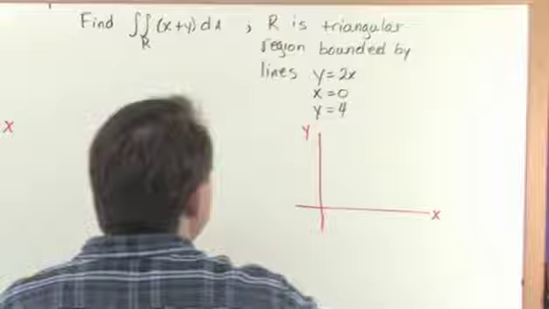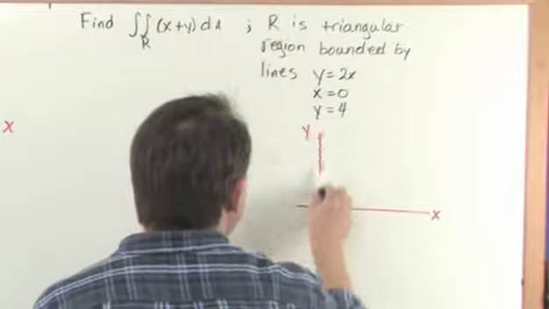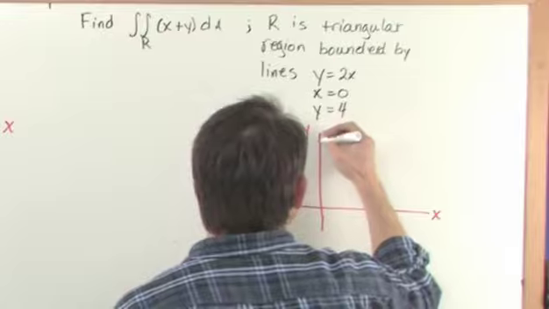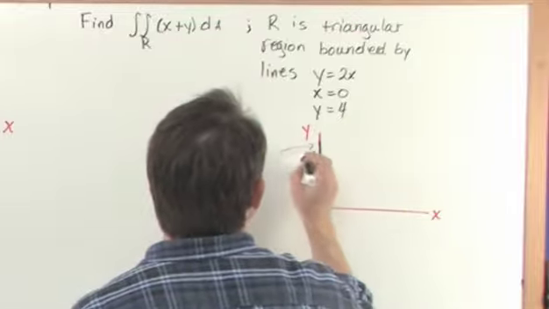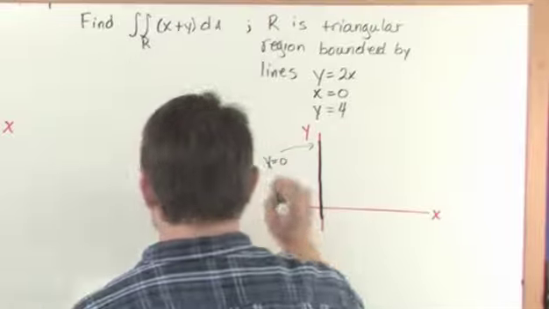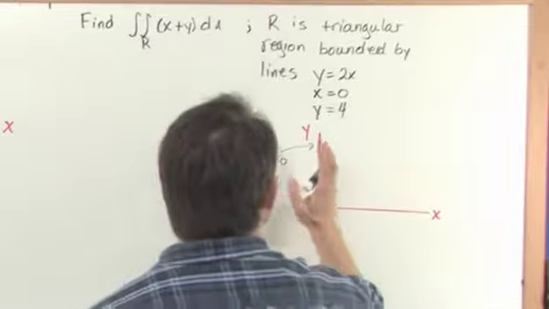Okay, well, x is equal to 0 is a line going up and down right here along the y-axis. So I'm going to replace the y-axis with x is equal to 0. Okay, so that's the first boundary of this region.